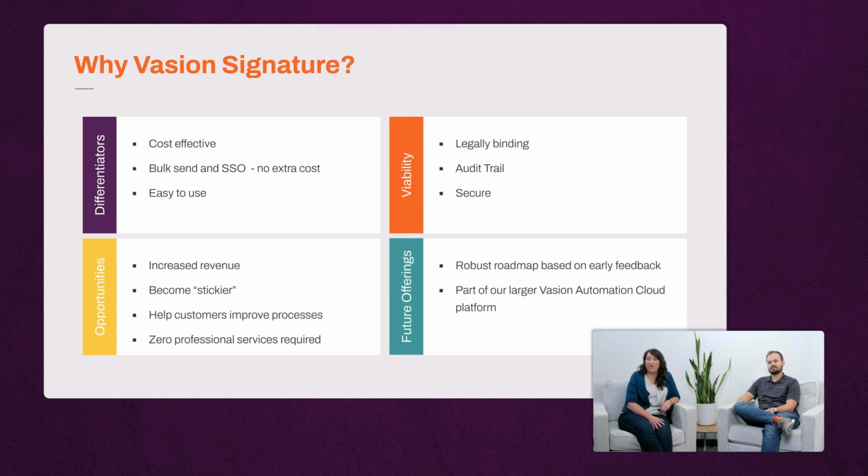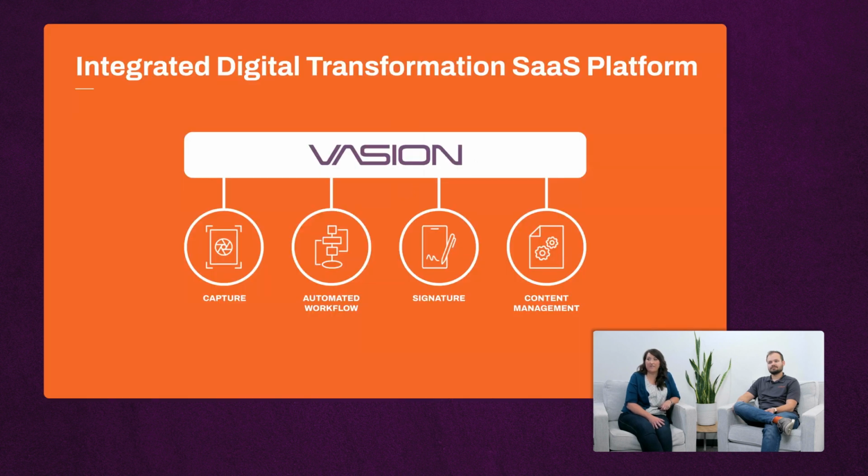And it's also part of a larger Vasion Automation Cloud platform, which I'm going to describe more in the next slide. The Vasion Automation Cloud is a platform designed to help businesses with process automation and integration. Signature is just the first application that we are going to deliver as part of the platform, but as you can see in this slide, there are other applications being developed which will also be part of the Vasion Automation Cloud offering.